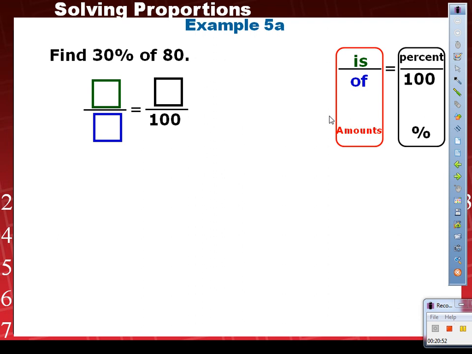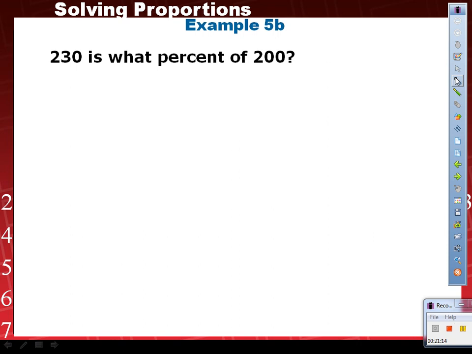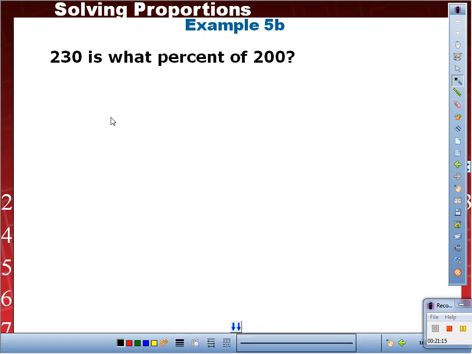Copy this one, example 5B. Focus. Example 5B says, 230 is what percent of 200? I'll give you a head start so you can set up your proportion. See if you can do that by yourself. Or here, let me help you with the first part. Blank over blank equals blank over 100.